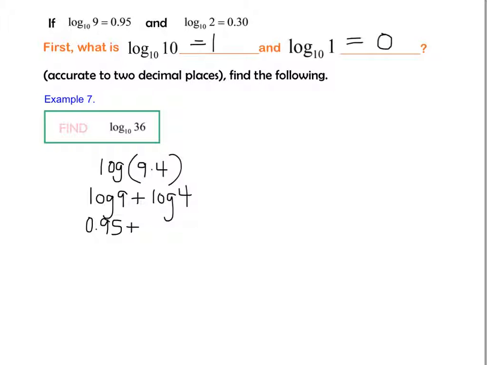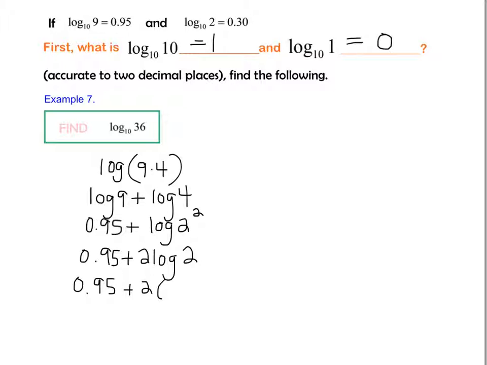But log of 4 isn't any of these 4 definitions yet, but we can make it that because I can rewrite 4 as 2 squared and then use this log of 2. So we know log of 4 is log of 2 squared. First of all, then I can take that exponent out in front, so that's 2 times log of 2. And log of 2, given to us at the top of this page here, is 0.3. So now I have 0.95 plus 2 times 0.3, which is 1.55.